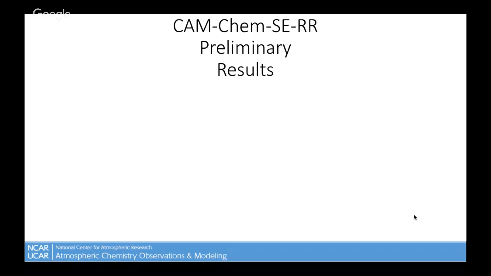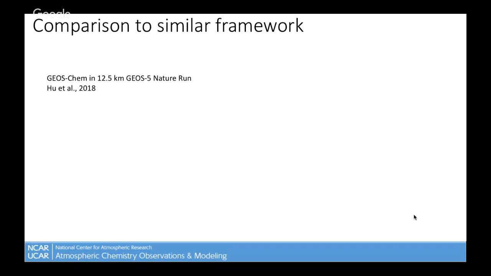And then I want to jump to this. This is the grid layout that I showed previously. And this is now a fully coupled Earth system model running at 12 kilometers. And that's very comparable to the GEOS-5 Nature Run. And this is completely on an open source model.